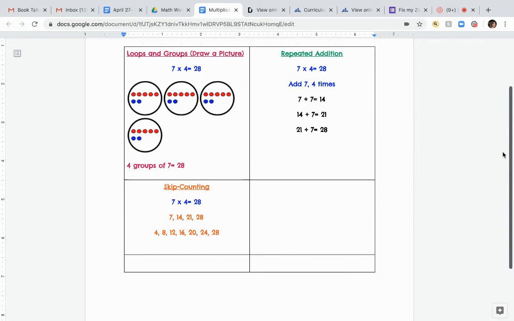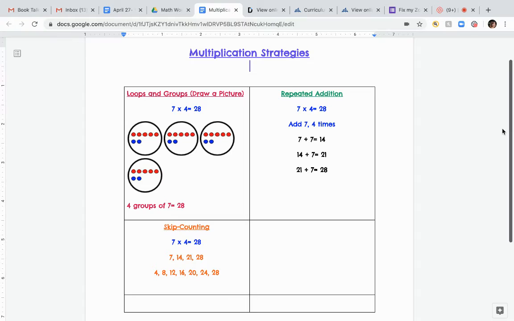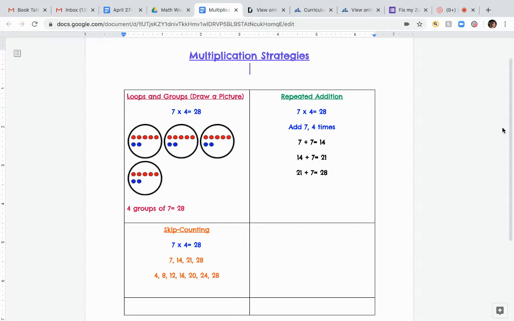Now, these are all strategies that are available for you to use when you solve multiplication problems. You can either use one that works really well for you, or you can try them all. Just do what works for you.